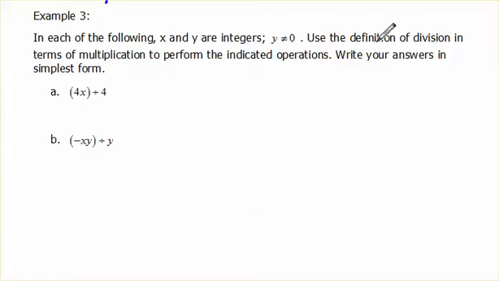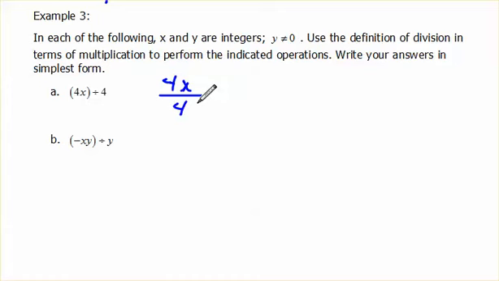Now it says use the definition of division in terms of multiplication to perform the indicated operations. Write your answers in simplest form. Okay, their directions are a little bit silly. Let's just do the dividing. This says 4x divided by 4. So we would have 4x, if I were to write this as a division problem, over 4.